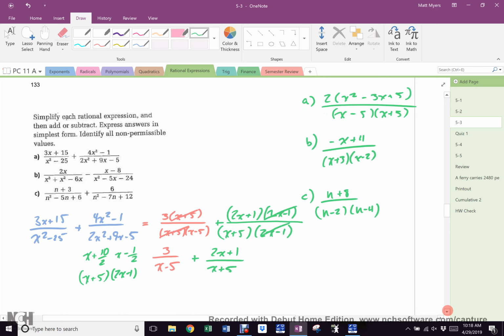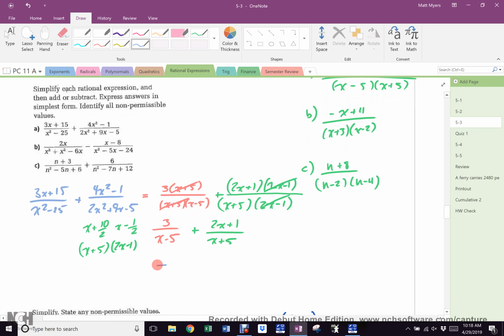What is my common denominator? X minus 5, x plus 5. Yes? What does this side need? X plus 5. 3x plus 15. Plus, what does this side need? X minus 5, right? So that is going to be 2x squared minus 9x minus 5.